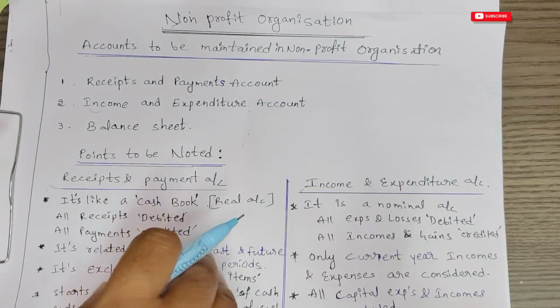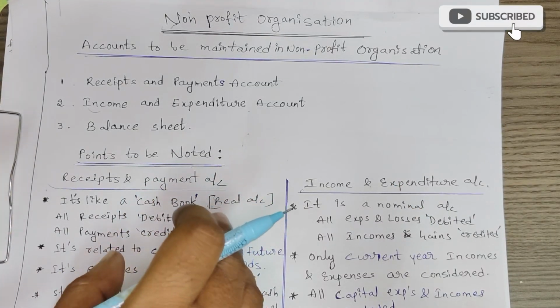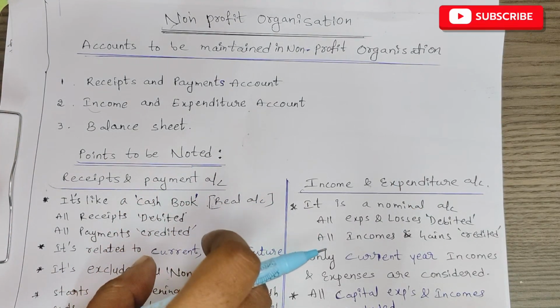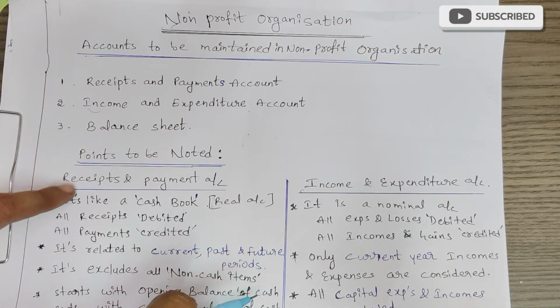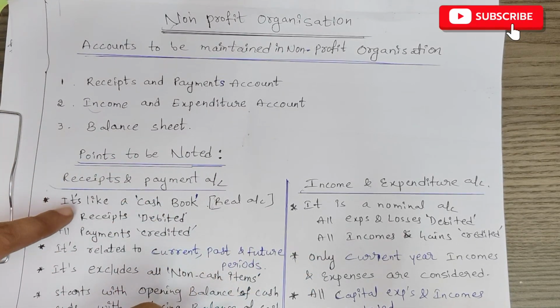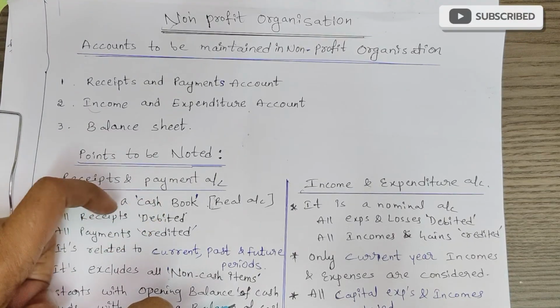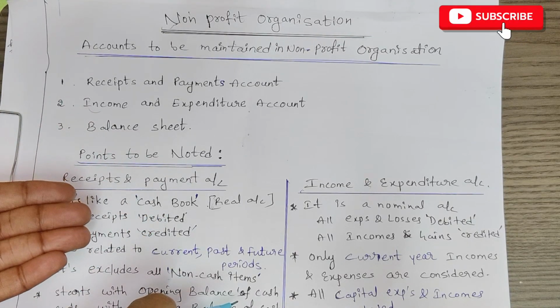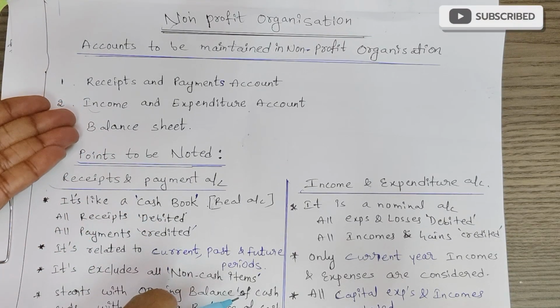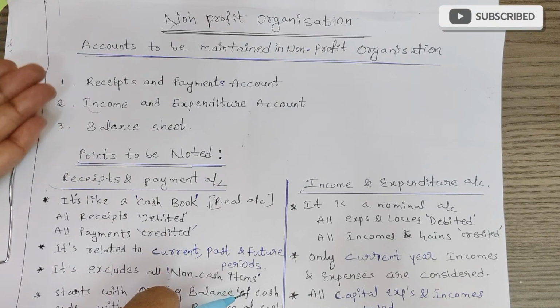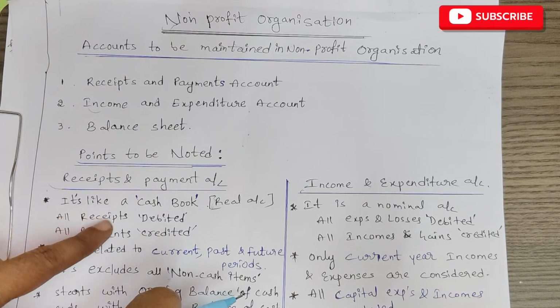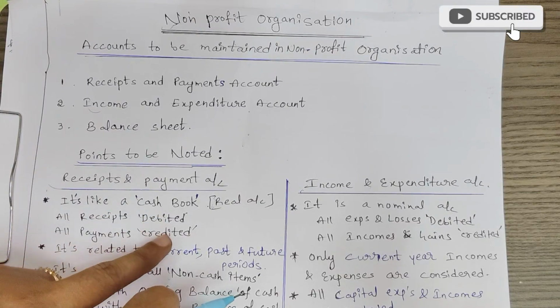If you want to prepare a receipts and payments account, you need to remember some points. Here I have given points to be noted under receipts and payments account. First point is, it's like a cash book. A cash book is a real account: what comes in, debit; what goes out, credit. If you receive cash, that will be debited. If you pay cash, that will be credited. So all receipts debited, all payments credited.